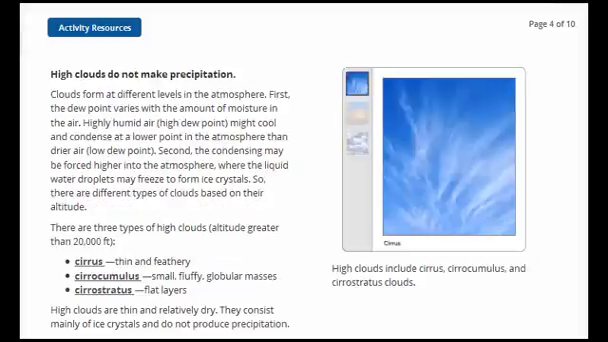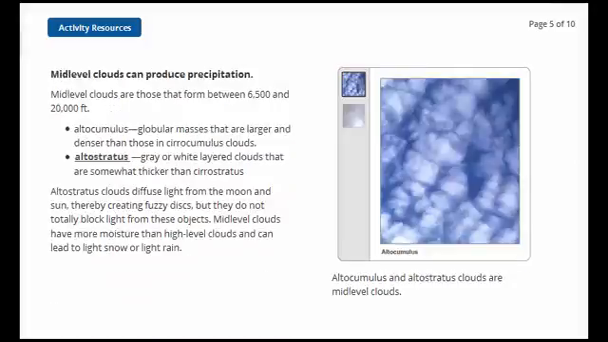Now let's learn about the different kinds of clouds. You've probably seen these wispy clouds before. They're called cirrus, cirrocumulus, and cirrostratus. The prefix cirro means high. These high clouds do not make precipitation. If you see clouds high in the sky like this, it's probably not going to rain. The middle level clouds can produce precipitation, like altocumulus and altostratus.